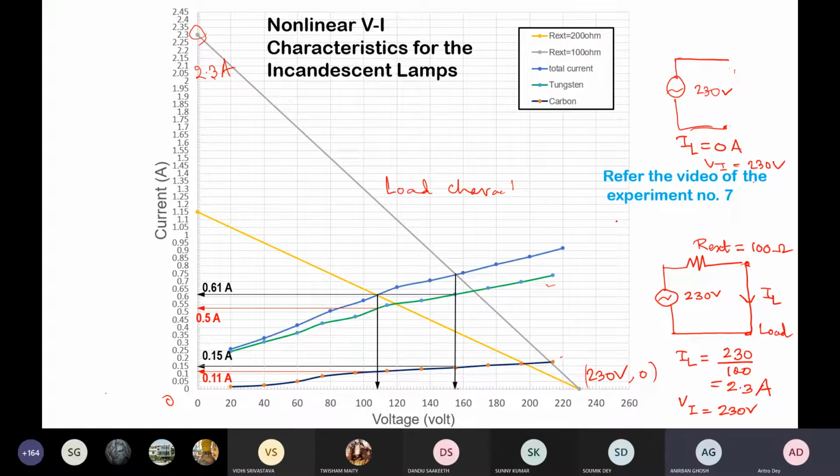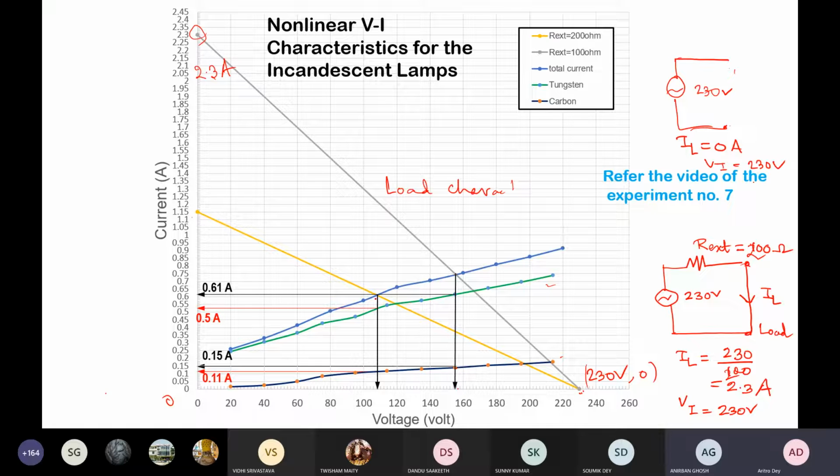Okay, this is one case. Another is when we change our REXT to 200. Then what is your case? What is your load characteristics? The initial point will be this, the open circuit point will be this. This one only will change to 200 and it will be 1.15. So I have joined here, and then those 2 points we have joined.